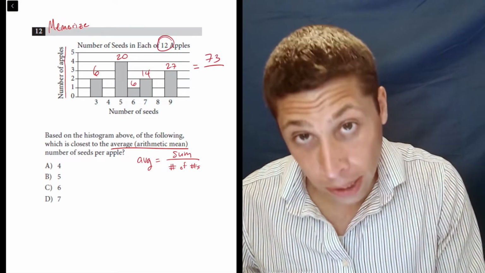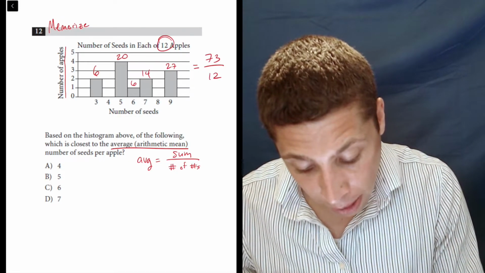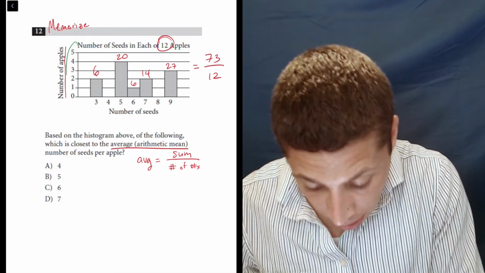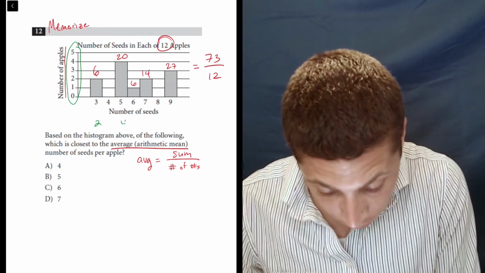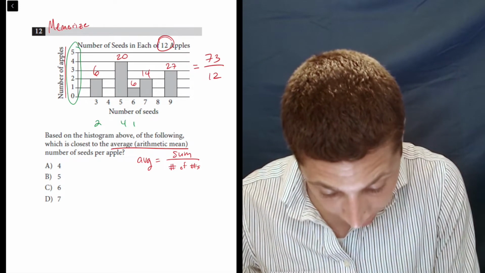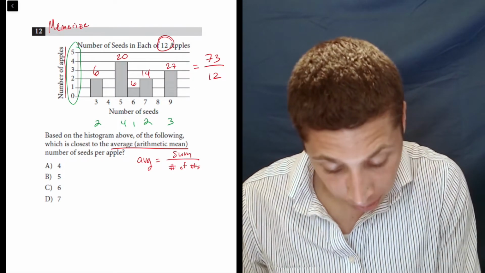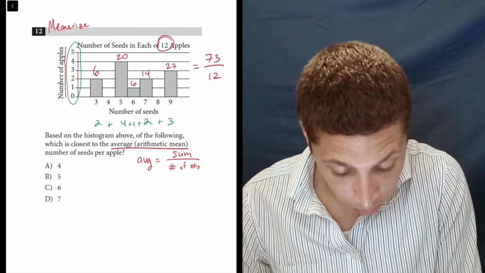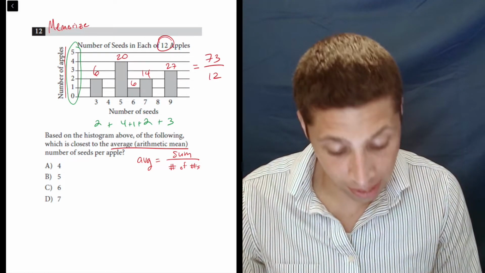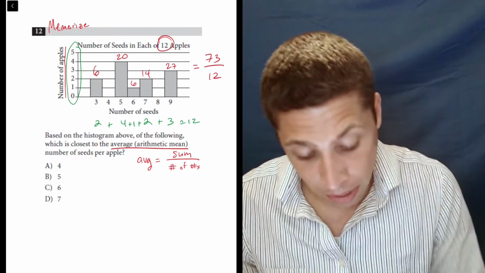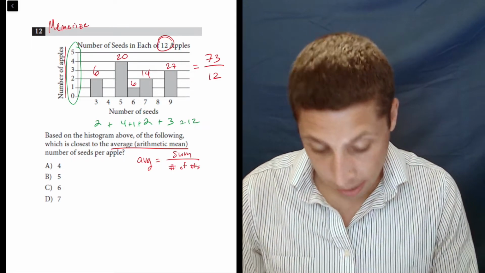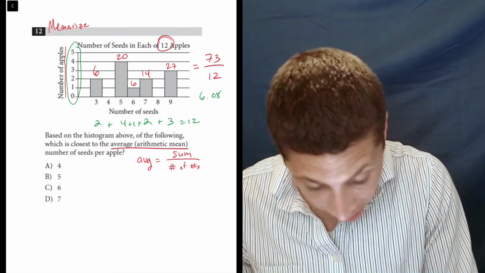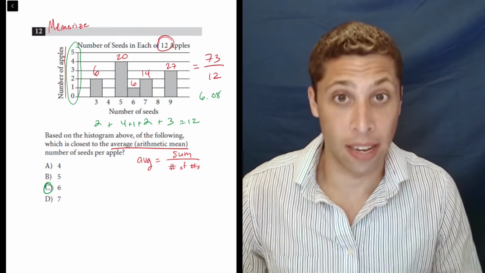And they told me it's 12 apples, but if I needed to count that up, I would count up using this piece here. So that would be 2 and 4 and 1 and 2 and 3, right? So 2 plus 4 plus 1 plus 2 plus 3, 6, 7, 8, 9, 10, 11, 12. Yes, matches up. So that's my thing here. 73 divided by 12 is 6.08, and so that is closest to 6, and that's the answer.